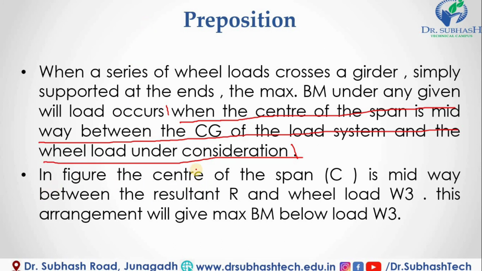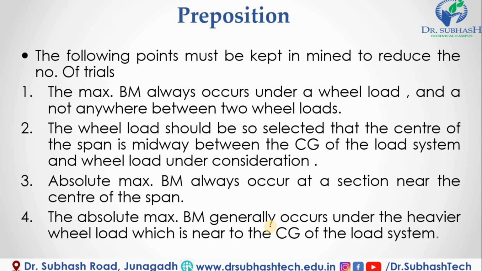In the figure, the center of span C is midway between the resultant R and the wheel load W3. This arrangement will give the maximum bending moment below the load W3. Now the following points must be kept in mind to reduce the number of trials. How do we decide the proposition? Our number of trials should not be too high or time consuming. So these are the points to keep in mind.